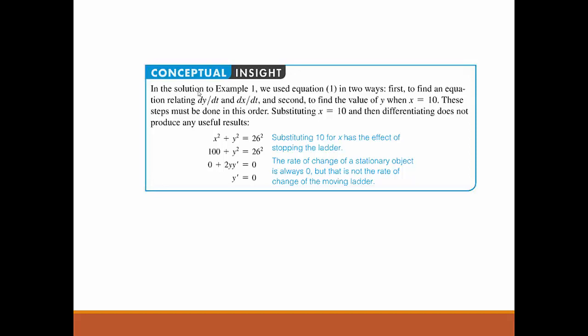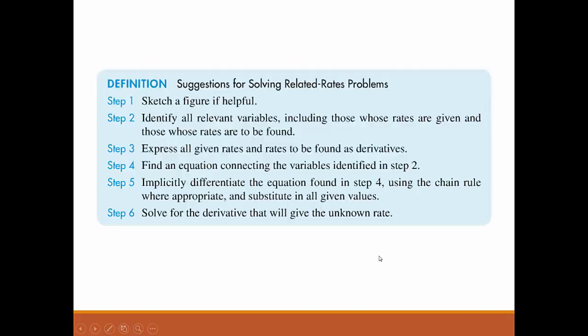All right, so in this last example, we ended up using our equation in two ways. We used it first to find this relationship between the change in the top of the ladder and the change in the bottom of the ladder. And then second, we used it to actually find a value of y. These steps must be done in this order, okay? If you substitute x equals 10 and then you differentiate, you're not going to get the correct answer, okay? So just be careful when you do a problem like this.